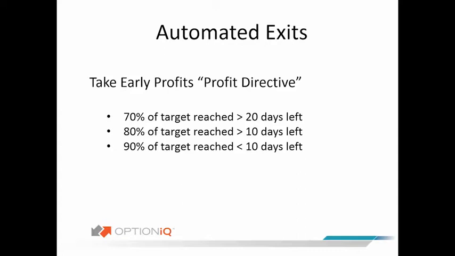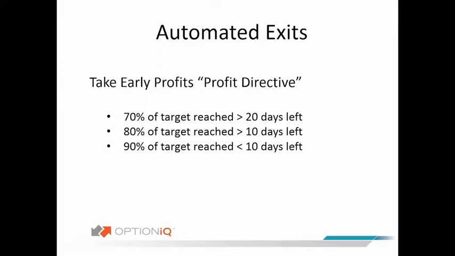If I have a trade that hits 80% of the target profit and I've still got greater than 10 days left in the trade, we would once again recommend getting out. And lastly, if I reach 90% of the profit and I've got less than 10 days, in other words, I'm at 95% with 2 days left, that would fit in here with the profit directive, and we would recommend exiting early.